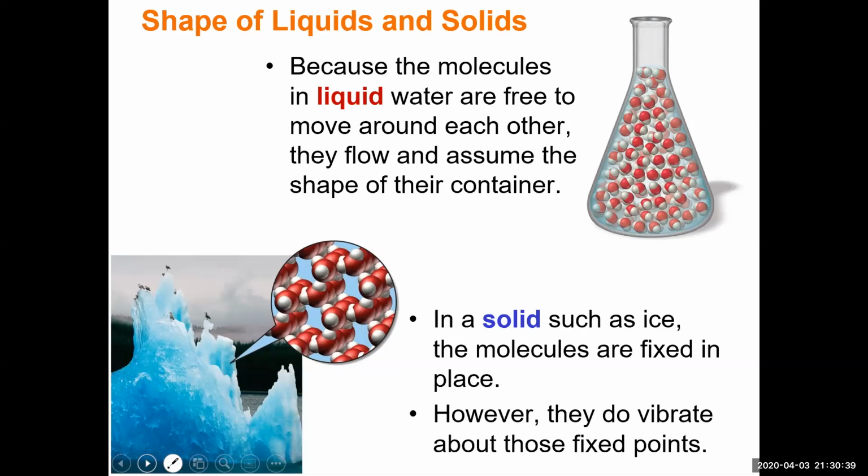As we just mentioned in the last slide, the molecules in liquid water, for example, are free to move around each other, so they flow around each other and end up assuming the shape of their container. So when we pour water as a stream, for example, into an Erlenmeyer flask, the liquid will end up assuming the shape of the Erlenmeyer flask.